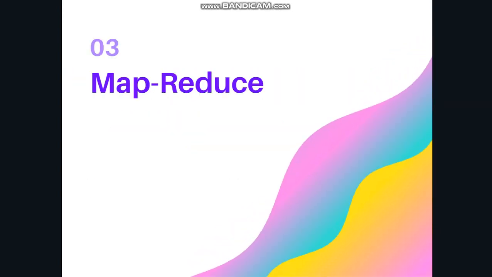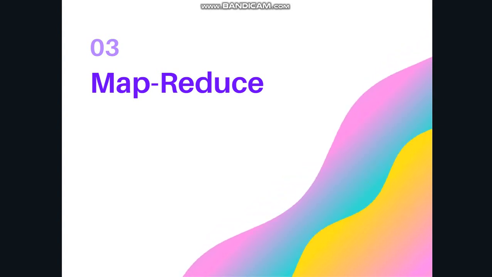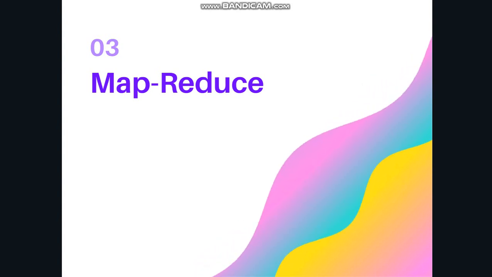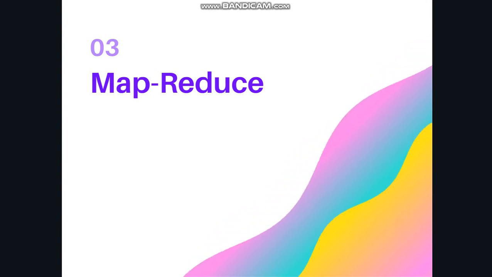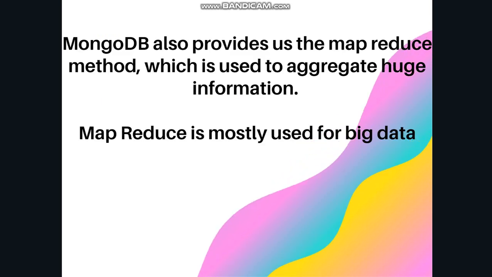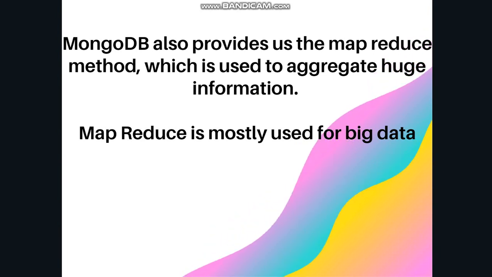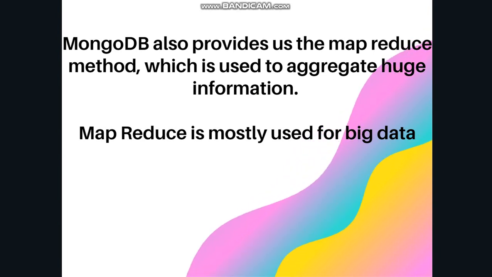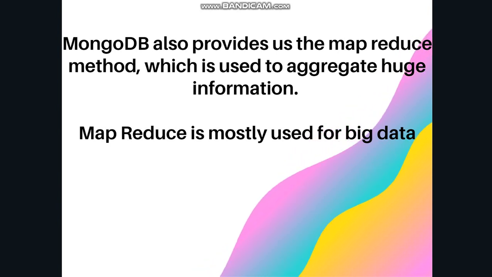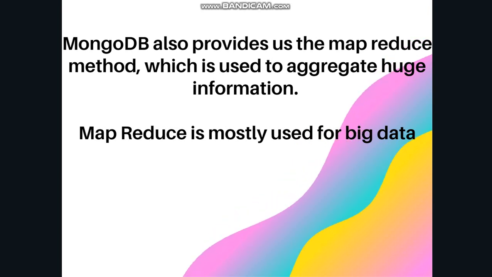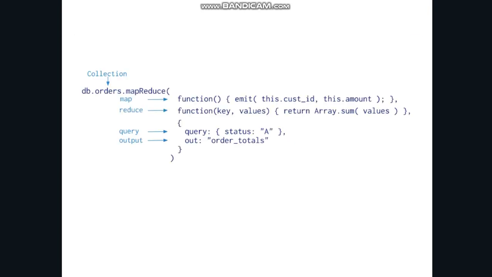Last one is MapReduce, very common, we use it in big data. If you are from a Hadoop background, we know that it's a paradigm, a programming model, which is working behind the scenes of Hadoop, right? So MongoDB also provides us the MapReduce method, which is used to aggregate huge information, because it has been taken inspiration from Hadoop's MapReduce. So MapReduce is used for big data, we all know. This is another option available through which we can aggregate information, and we have one example available. You can see this is one example where we have demonstrated how we can make use of MapReduce, right?